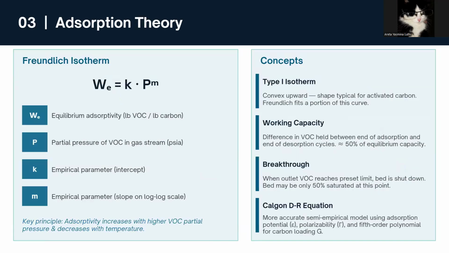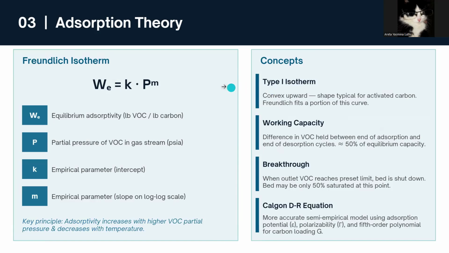For the adsorption theory, we have the Freundlich isotherm. To design a carbon adsorption system, we need to know how much VOC the carbon can hold at equilibrium, and this is described by the adsorption isotherm. For activated carbon systems, the type 1 isotherm shape is typical, which is convex upward, meaning the capacity increases rapidly at low pressures and then levels off.